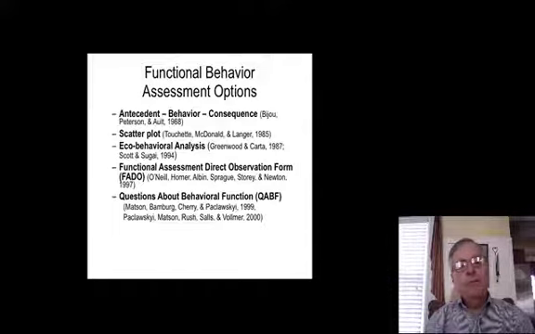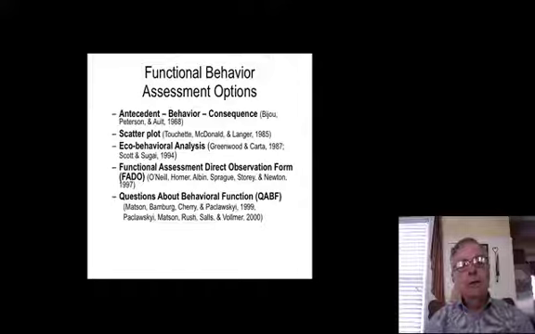Of course, the first was developed by Bijou, Peterson, and Alt in 1968, which is the antecedent behavior consequence recording sheet, or better known to most of us as ABC sheets. The next was Paul Touchette, Becky McDonald, and Langer in 1985 at their work at the New England Center for Children, where they developed a system that they refer to as a scatter plot.